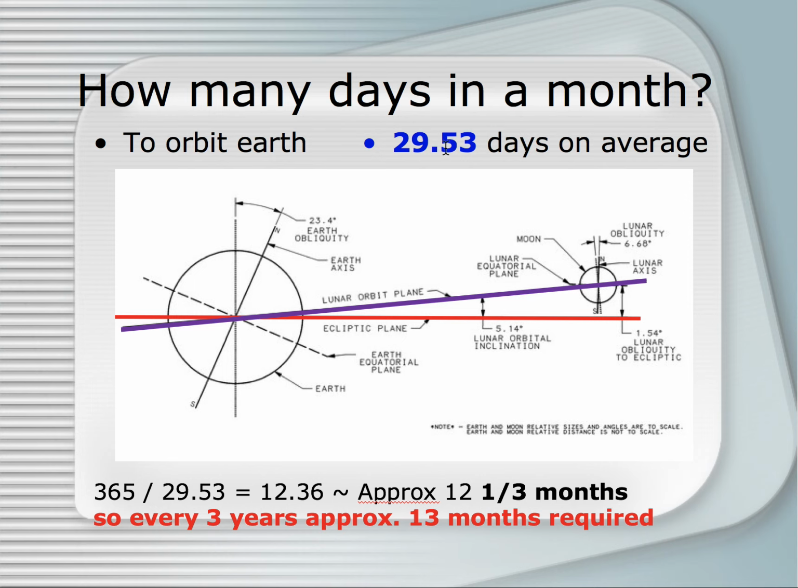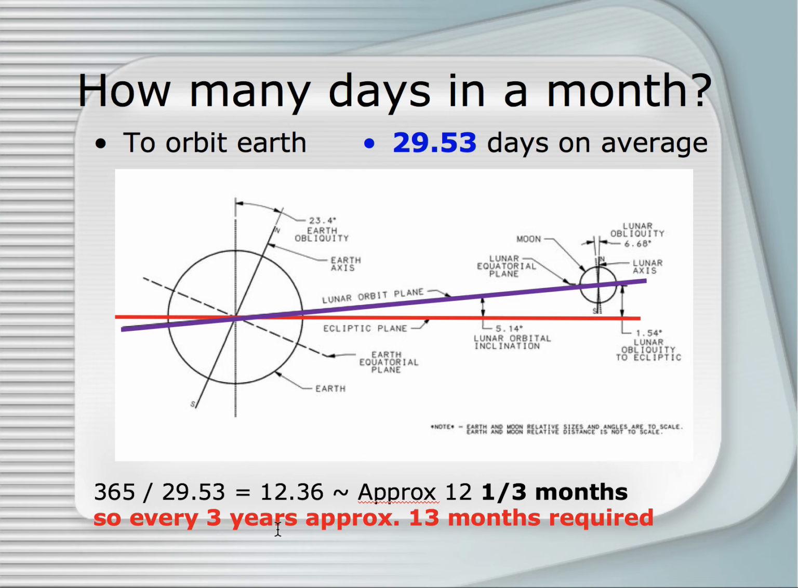So 29.53 is the time it takes for the Moon to return to its same position on any part of the Earth. Now, 365 divided by 29.53 is 12.36. So 12 months and approximately a third of a month. 0.333 would be a third. So it's a little bit more than a third of a month. So approximately 12 and a third months in every year.